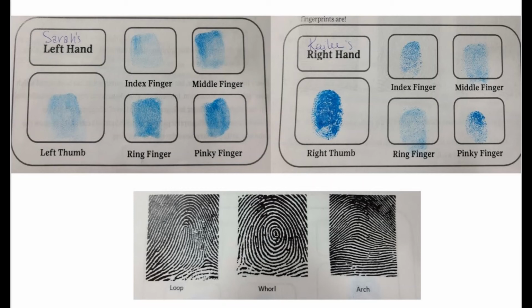The arch, which has lines that start on one side and rise and exit on the other side of the print, kind of looking like a hill. The next is the loop. Here you have lines that enter and exit on the same side of the print. They kind of look like an upside down U. Then you have the whorls, which are circles that spiral and do not exit on either side of the print. They look a lot like a bullseye.